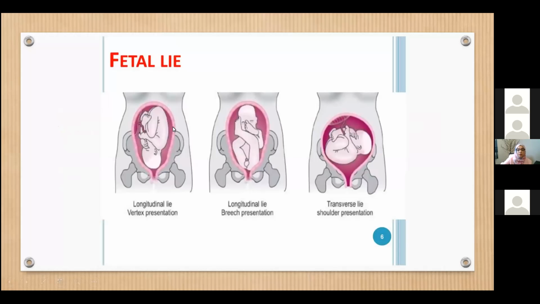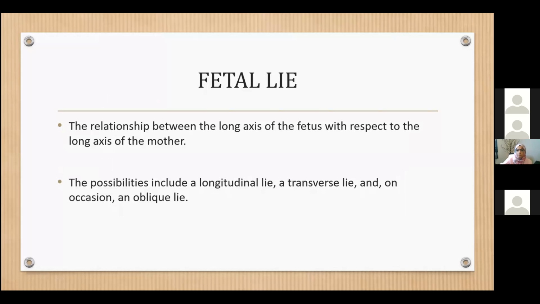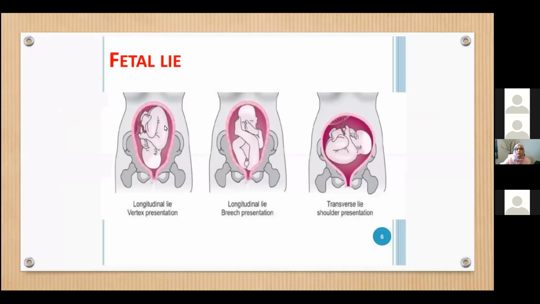So we are talking about the relationship between the long axis of the fetus with respect to the long axis of the mother. So this is the long axis of the mother, right? And this is the long axis of the fetus. And can you see that they are in perfect harmony? So we are going to call this a longitudinal lie with a cephalic presentation or a vertex presentation.